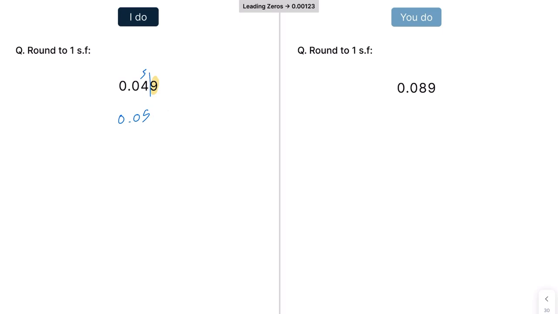In this case, as it's a decimal. So round this to one significant figure. Draw your line there. That 8 becomes a 9. You don't need to worry about the zeros afterwards. You can leave it as 0.09 since it's a decimal.